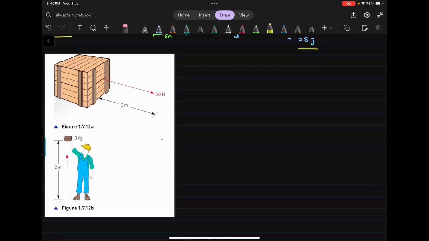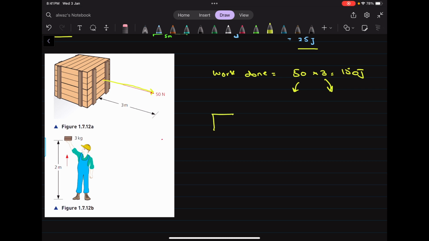Now in this box we can see that this box is pulled towards here with a force of 50 newtons, and it moves 3 meters. So the work done is 50 multiplied by 3, which becomes 150 joules, where 50 is the force and 3 meters is the distance moved in the direction of force. Now please note this down. This is very important, that the distance that we use is only in the direction of force.